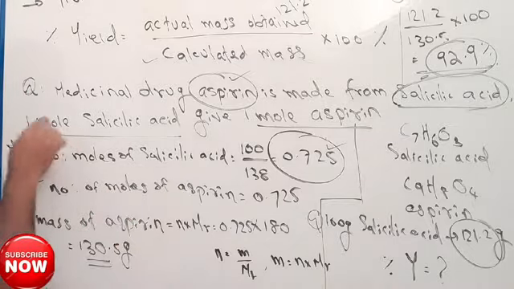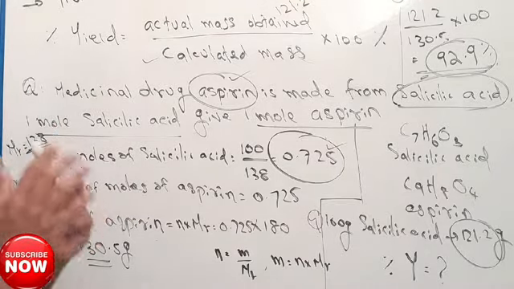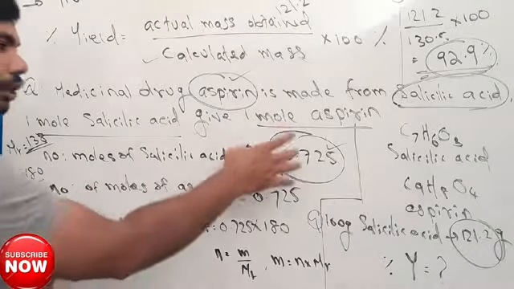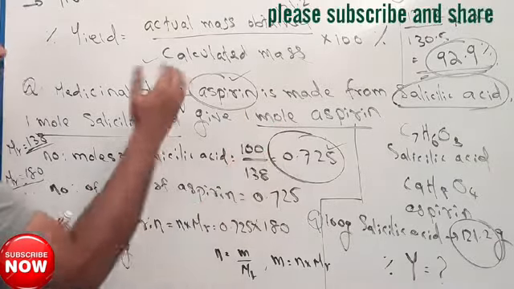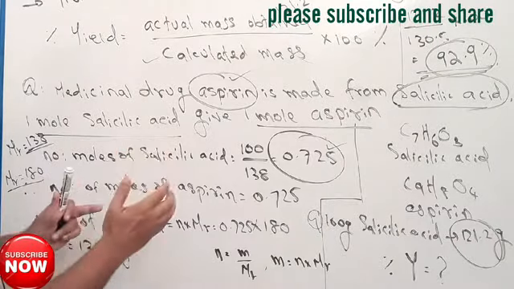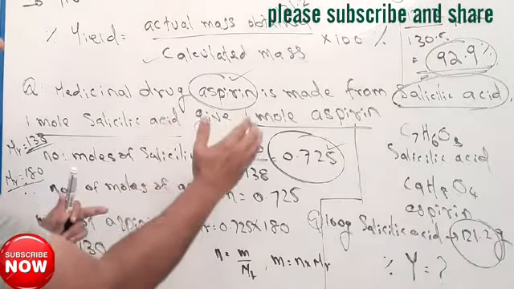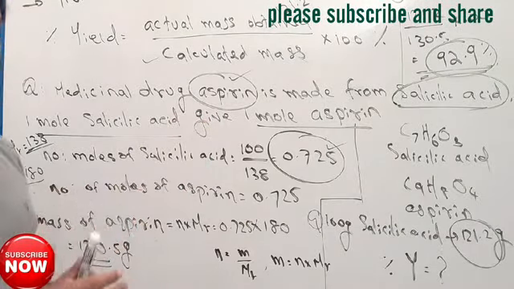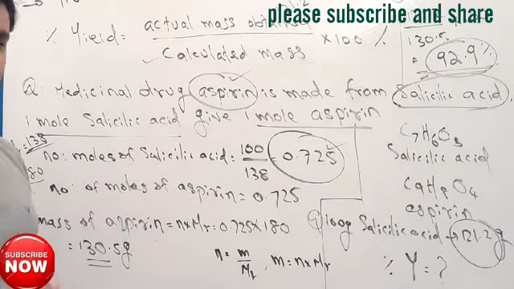So look here once again. 1 mole salicylic acid gives 1 mole aspirin. So 0.725 moles salicylic acid gives 0.725 aspirin. You understand?